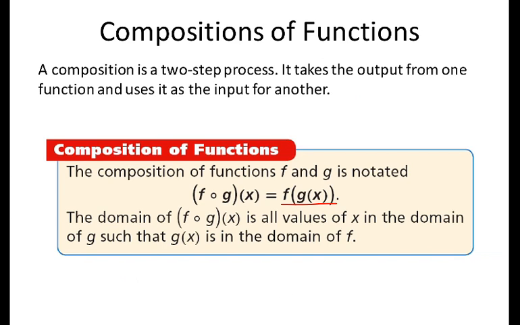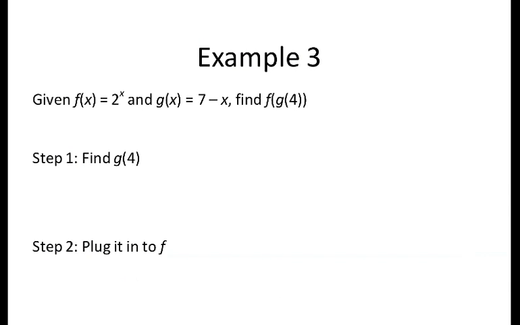So let's take a second, see if we can organize this. We're given a couple steps here. It says f of x equals 2 to the x and g of x equals 7 minus x. We're asked to find f of g of 4. So step 1, it's kind of like order of operations. We're going to start all the way on the inside. Let's start off with finding g of 4. So g of 4 is 7 minus x, or in this case 7 minus 4, which is 3.